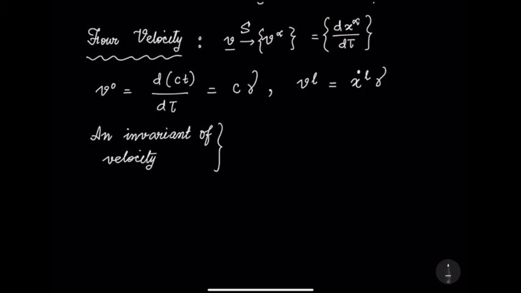This invariant quantity I can construct by V alpha, V beta with a G alpha beta, just like we did for the interval. In fact, this is nothing but G alpha beta, where V alpha is dx alpha by d tau, and this is dx beta by d tau. So this is not far from the interval. It's just the interval divided by d tau square. But what is this? So let's calculate what this is.